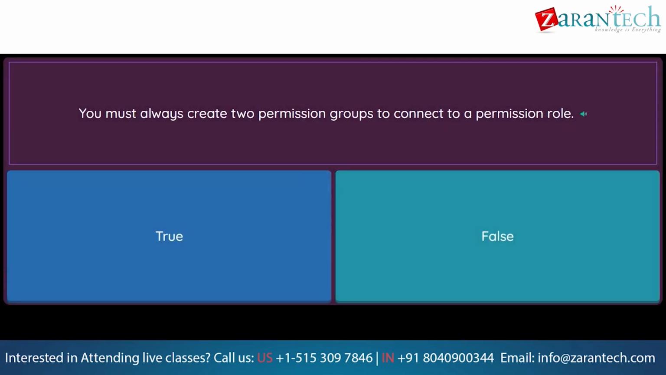Question: you must always create 2 permission groups to connect to a permission role. Option 1, true. Option 2, false.